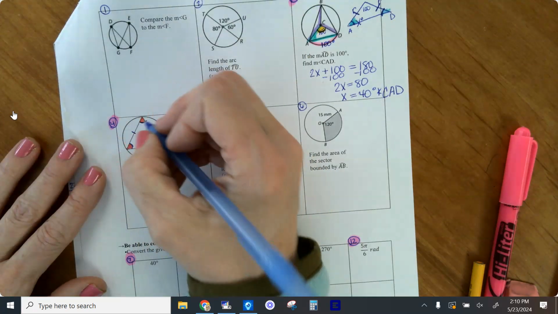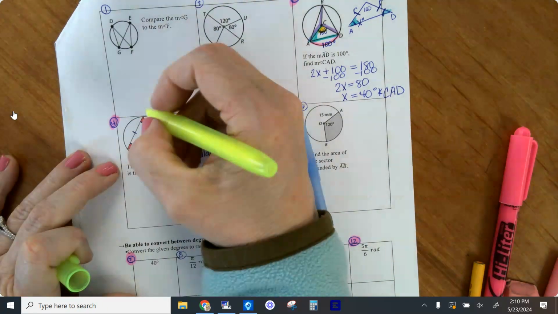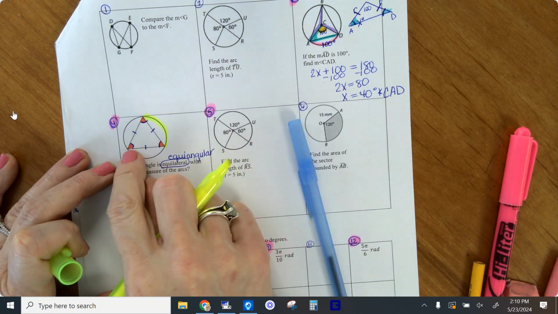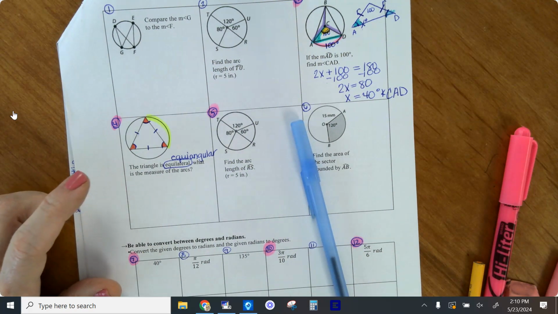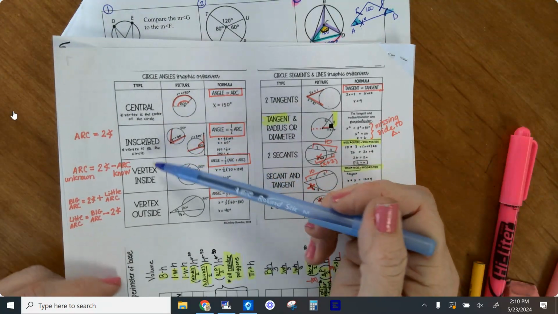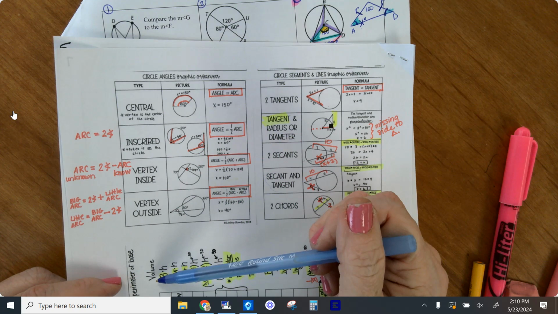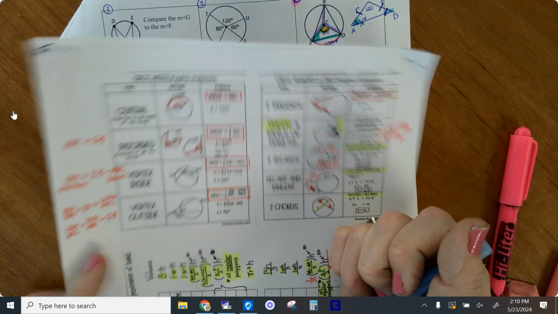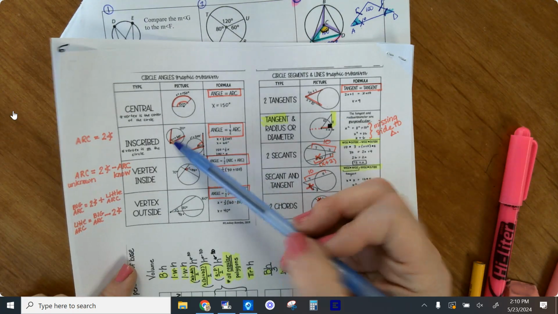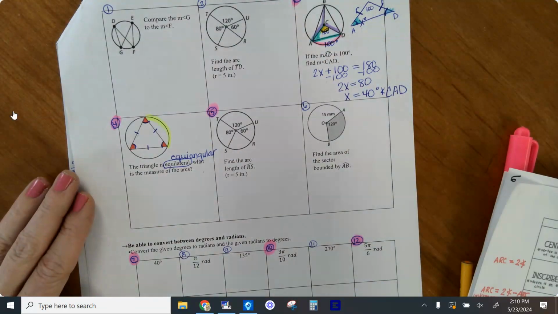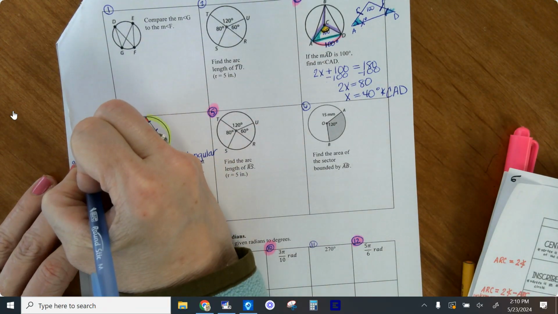Okay, it's asking for the measure of the arcs. Remember that the arc is connected to the angle that it is across from. So what kind of angles are these? Central, inscribed, inside, outside. What kind of angles are those? They're inscribed. See, like this? Because you could go like that. Right? So, these are all inscribed angles.